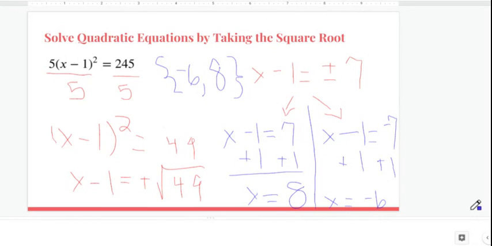All right, so that is solving using the square root method. The next strategy that we're going to look at is solving by factoring and using something called the zero product property.